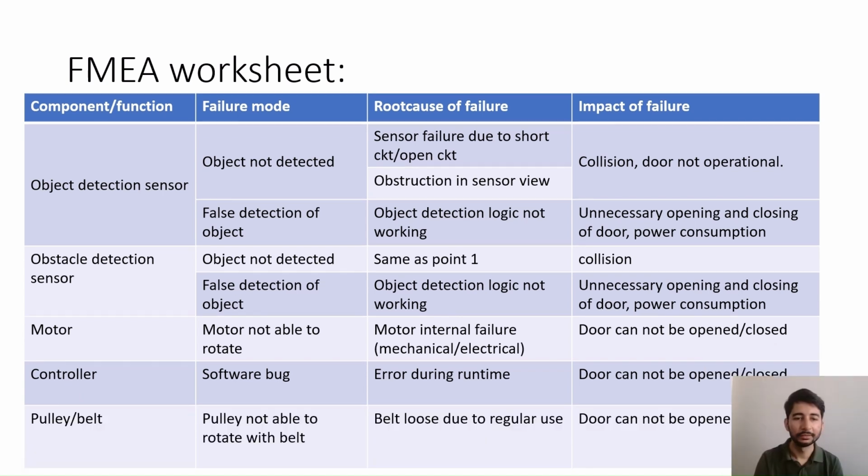Moving to the next part, the next part is the pulley belt. If the pulley is not able to rotate the belt, for example, if the system has been used for years and the belt has gone loose and does not fit with the pulley size, then the belt may slip or the belt may not be able to rotate the pulley, and again the door won't be able to operate. So this was the first part of the FMEA worksheet.